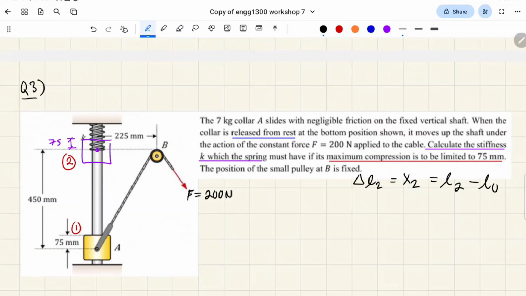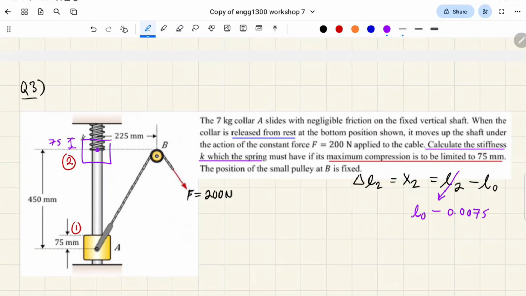We can think of it as the amount the spring is in the end minus the original length. However, we're not given the original length of the spring, right? But we do know that the second one is the original length minus 75 mil, right?